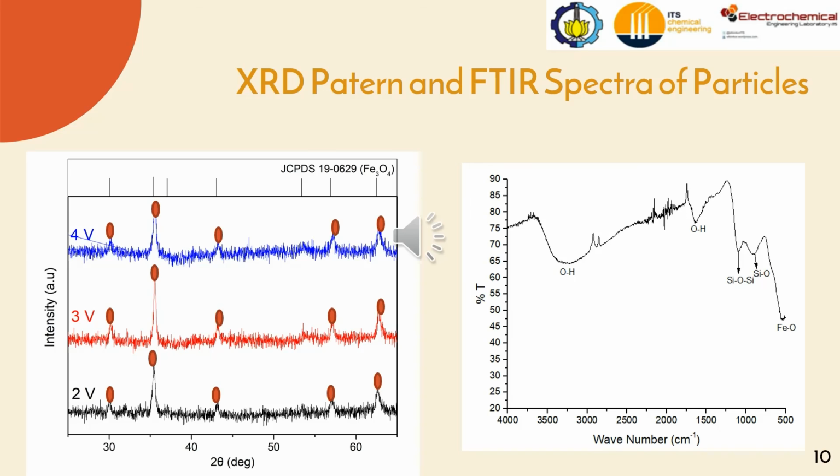And from FTIR spectra of particle show that peak of the 910 is SiO bond and there is FeO bond, so it may occur chemical bond between SiO and Fe.